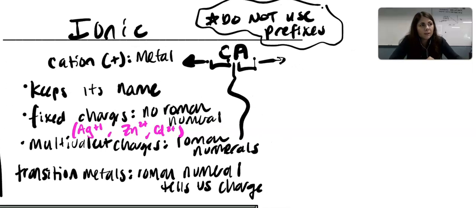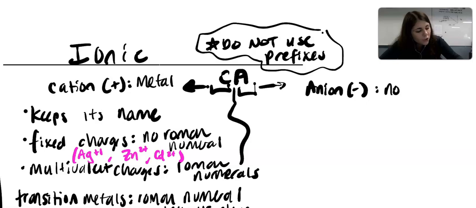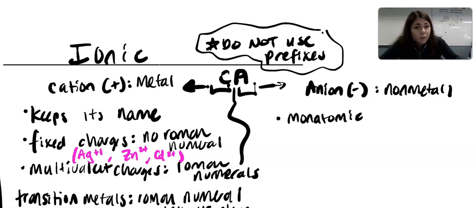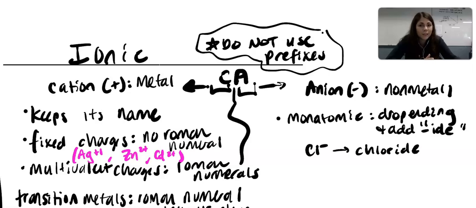All right, moving on, let's talk about the anions. So anion, negative, these are generally nonmetals. I can't really think off the top of my head of one that is a metal. Here, if it's monatomic, so mono means 1, we drop the ending and add "ide." So like we did with covalent for the second one listed, we would do that too. So Cl- would be chloride instead of chlorine.